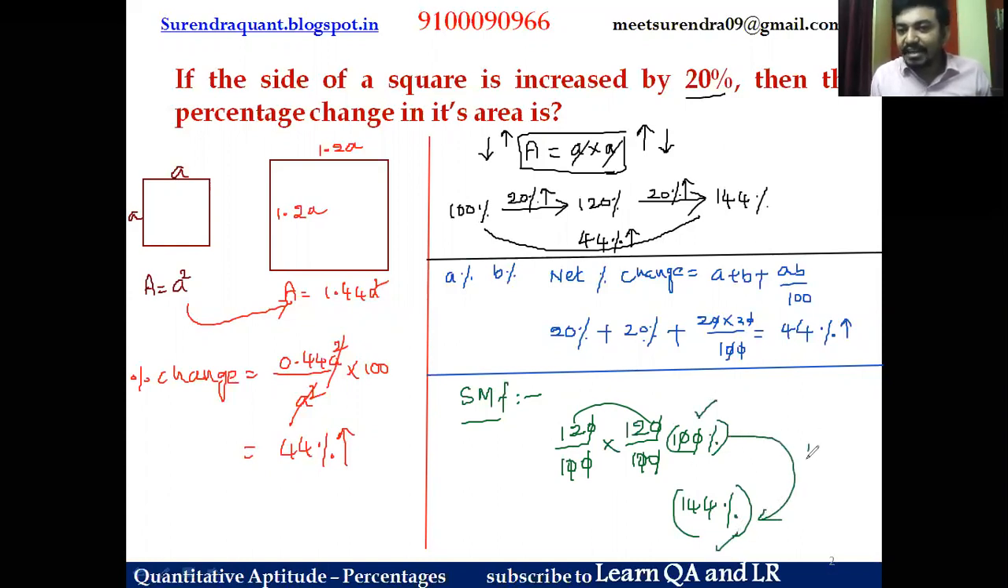What is the net increase in area? 44% increase. And this is the beauty of aptitude. It's all about our thought process. However you solve, you'll get the answer, but the right approaches are very important, guys. Right? So let us go for the next question.